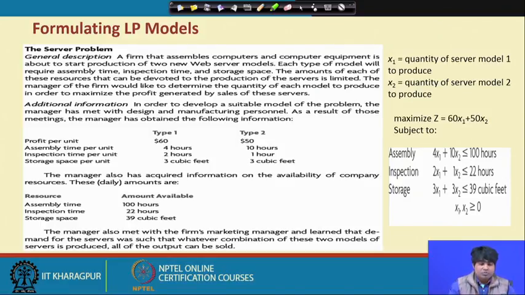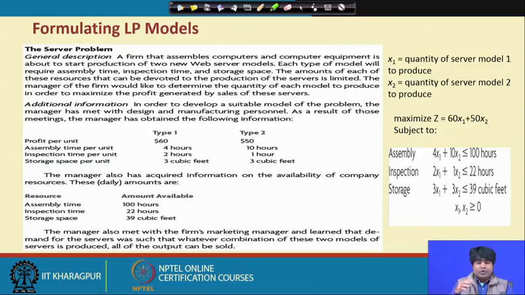Let us say this is a simple linear programming problem with two variables, and the problem will be like this: a business firm that assembles computers and computer equipment is about to start production of 2 new web server models, and each type of model will require assembly time, inspection time and storage space, and the amounts of each of these resources that can be used in the production of the servers are limited. The manager of the business firm would like to determine the quantity of each model to produce, so that we can maximize the profit generated by the sales of these servers.